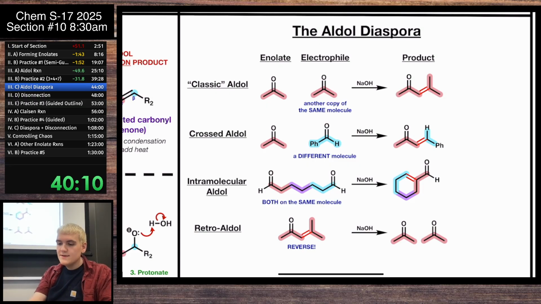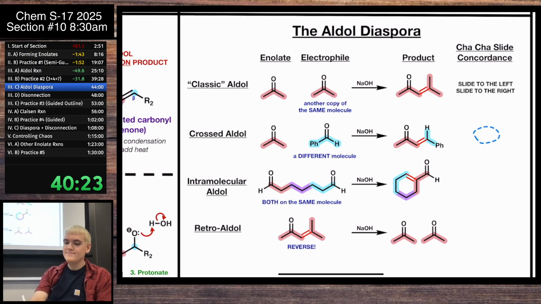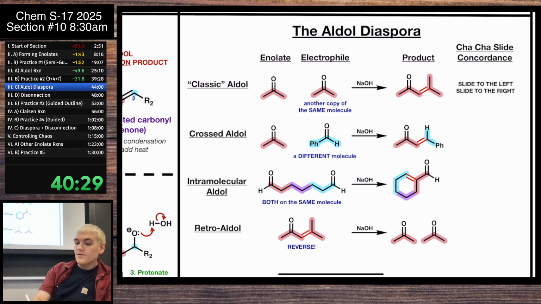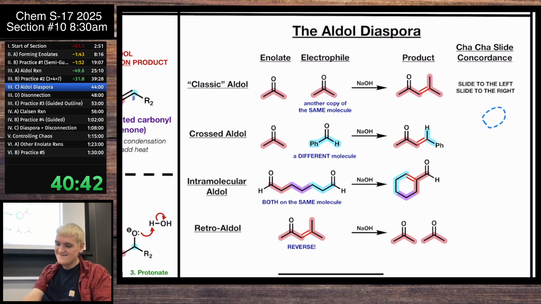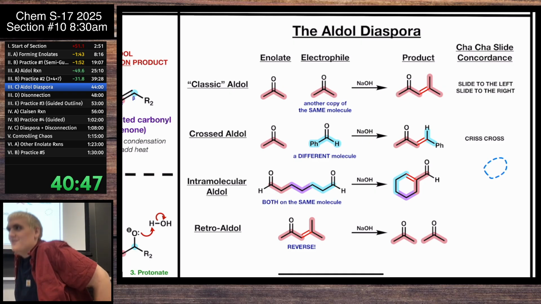But no one really talks about the cha-cha slide concordance of the aldol family reactions. So the classic aldol is exactly what you would expect from the cha-cha slide. Slide to the left. Slide to the right. They're the same molecule, attacking themselves. Our crossed aldol is when one molecule becomes your enolate and it attacks a different ketone or aldehyde. And does anyone know what that would be in the cha-cha slide concordance? Crisscross. Exactly.